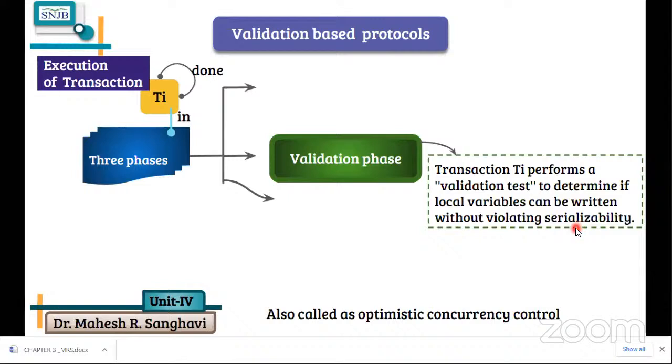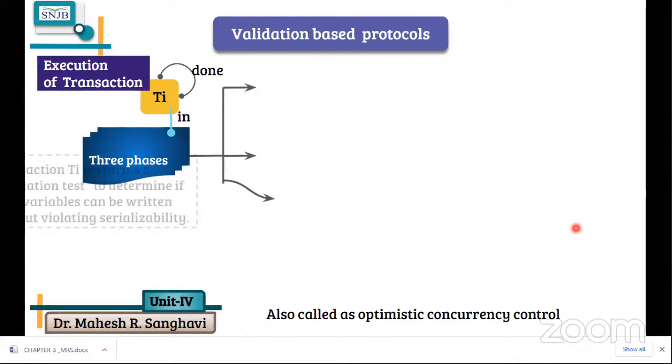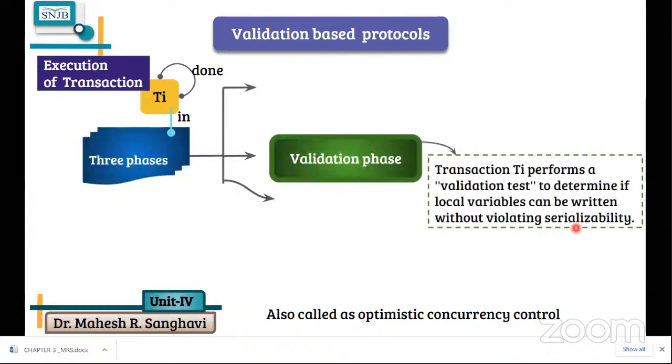So our first step was telling us that the read and execution phase means transaction PI writes only into temporary local variables. It will not directly write on the data item. Then the second phase is when to write that particular value on the actual data item, after the validation test. So what validation test will be there? It will simply determine if the local variables can be written without violating serializability. All of this that is going on, all the protocols, are mainly to ensure serializability.